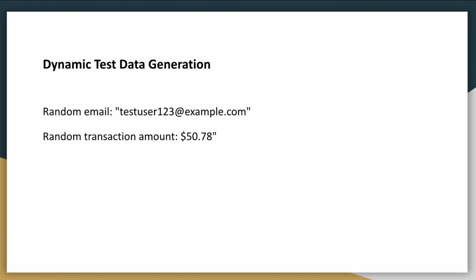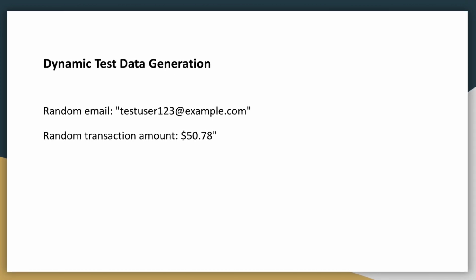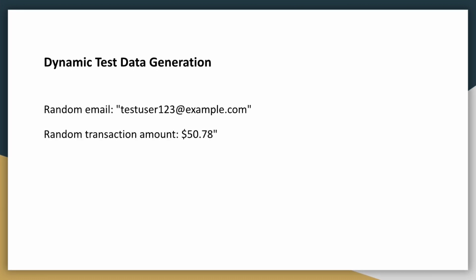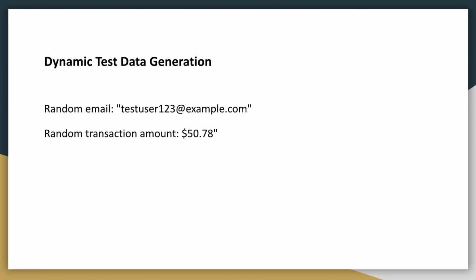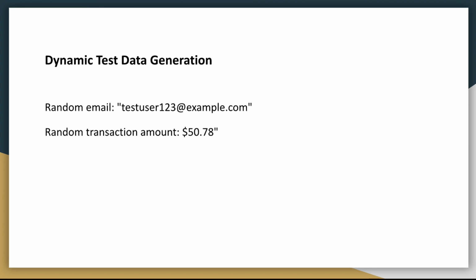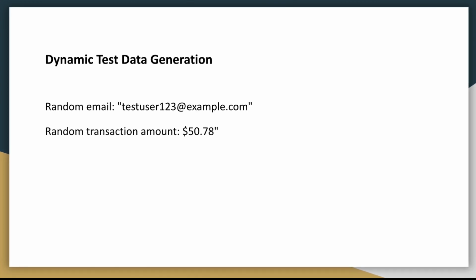Second is dynamic test data generation. Sometimes I generate test data on the spot during test execution. Let's say I am testing an order placement API. I would generate dynamic test data during the test execution, so you can have a random email, and let's say there is a transaction amount field, so a random transaction amount would be there. Password could be anything, that's why I haven't included it here.